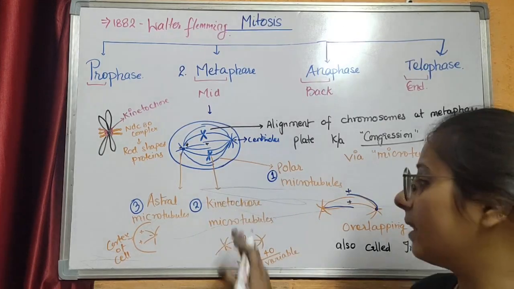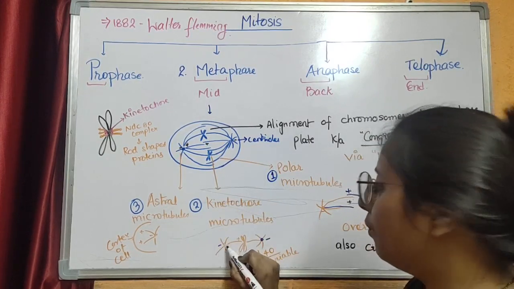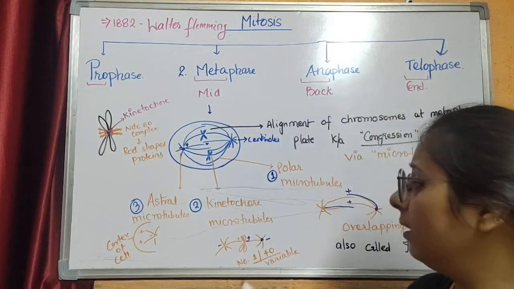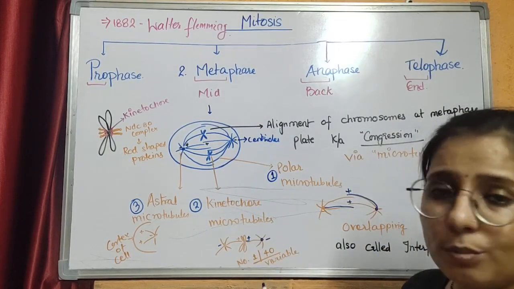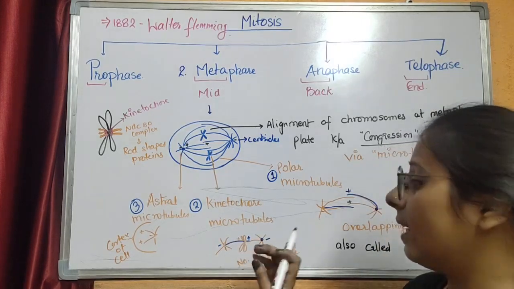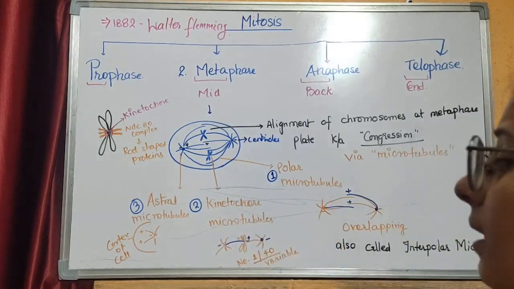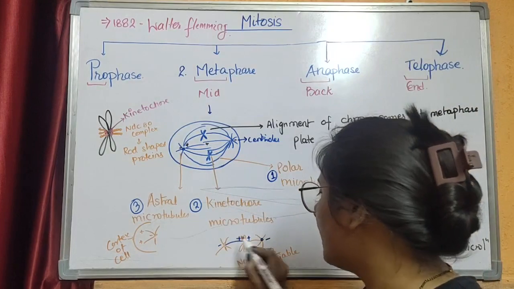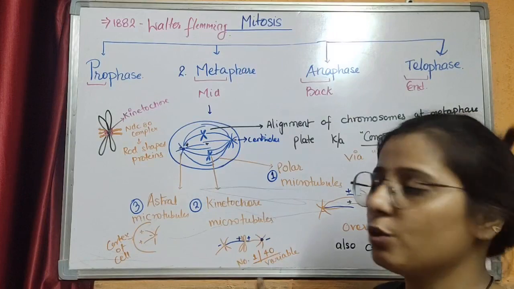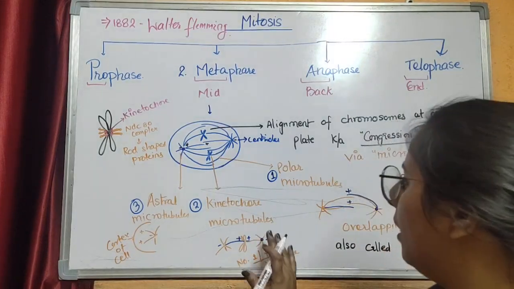The second type is the kinetochore microtubule, where the microtubule grows from its negative to plus end, and its plus end attaches to the kinetochore of the condensed chromosome. Similarly, the microtubule from the second centriole present on the second pole also attaches to the second kinetochore of the chromosome, and thus the alignment of chromosome occurs here. This is called kinetochore microtubule.